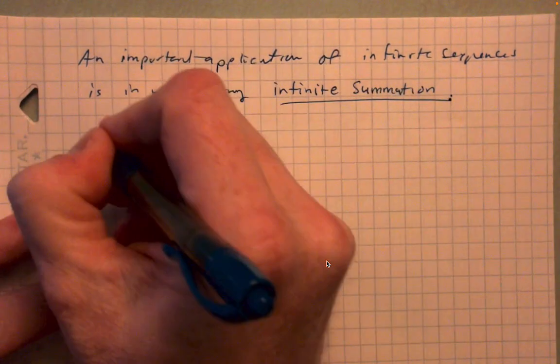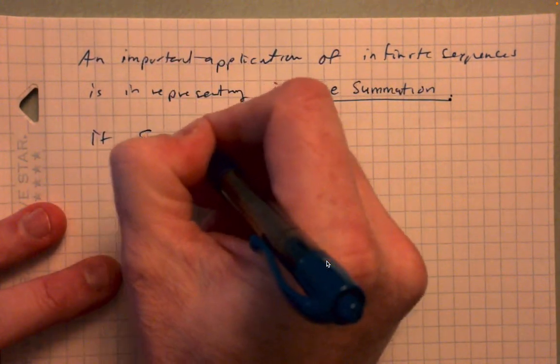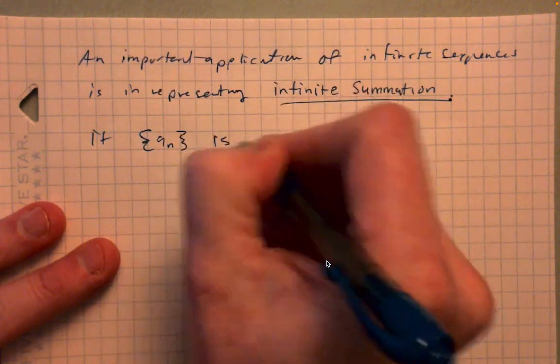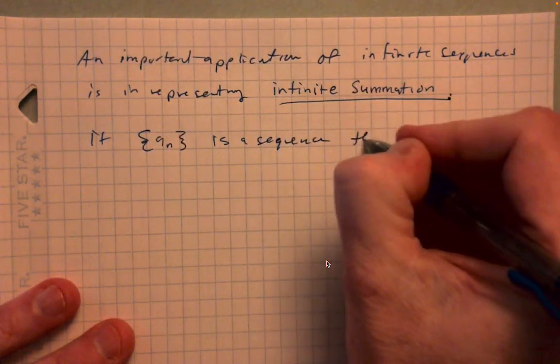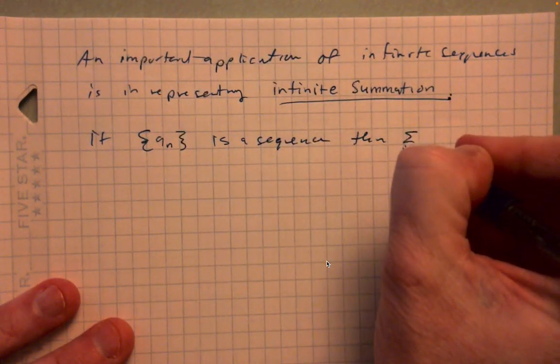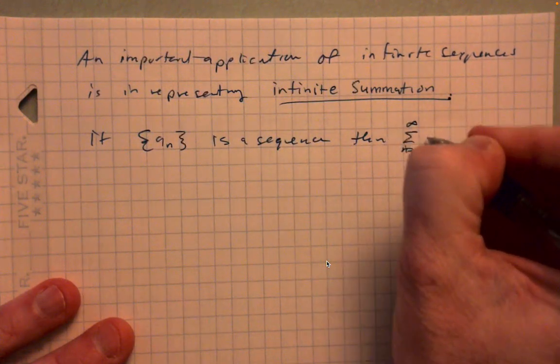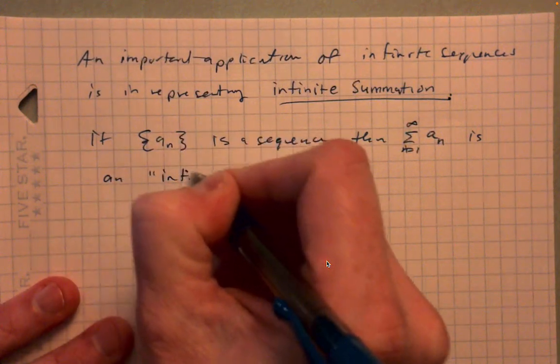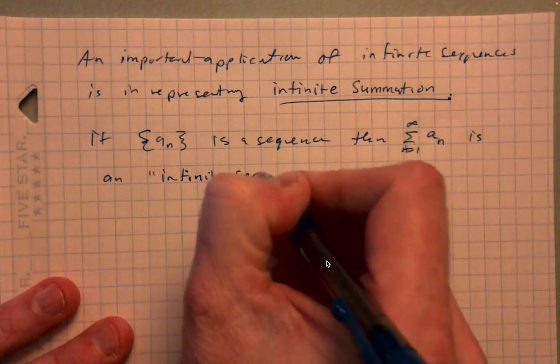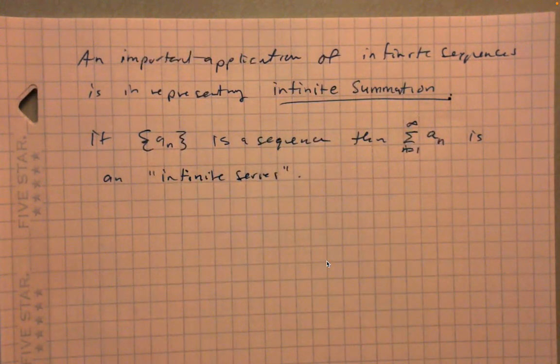Okay, so if A of n is a sequence, then the sum from n equals 1 up to infinity of A of n is an infinite series. Basically you've got sequences and series. A sequence is just the list of numbers itself, and a series is then the infinite summation of the sequence.